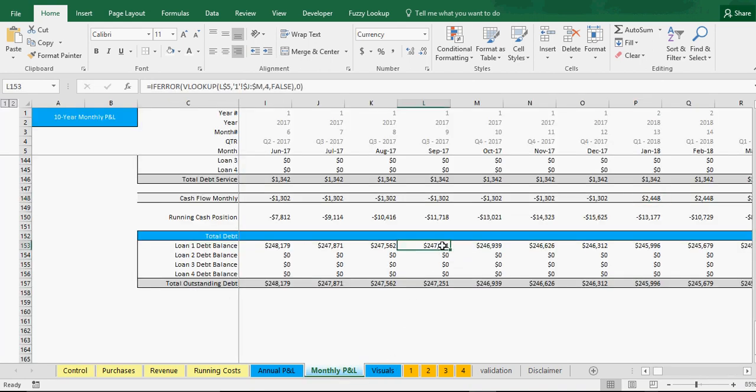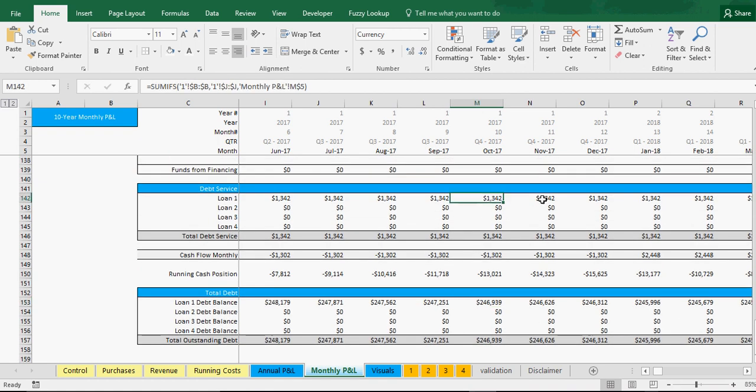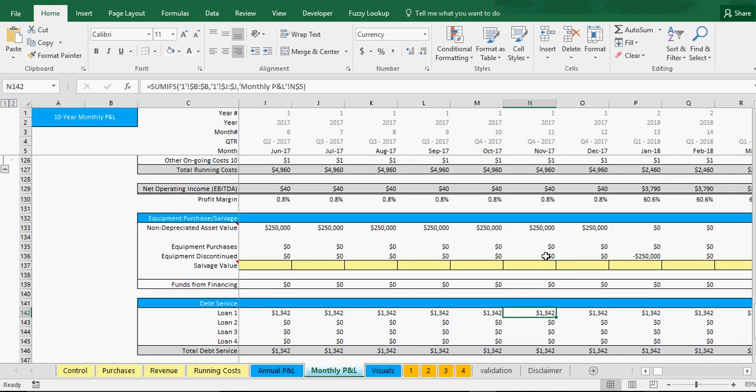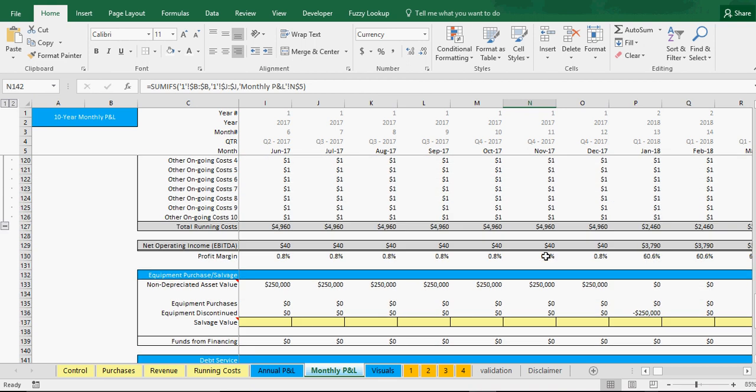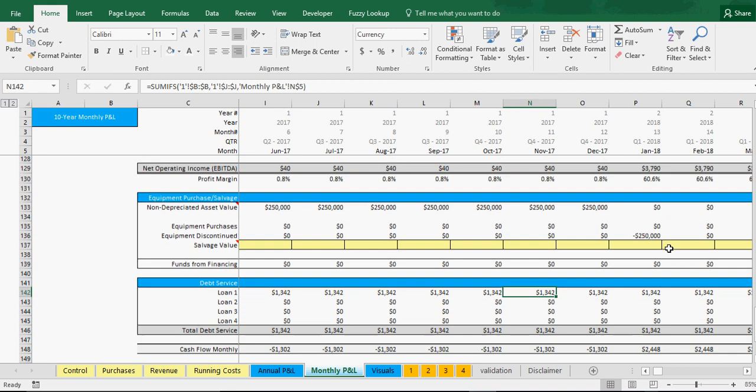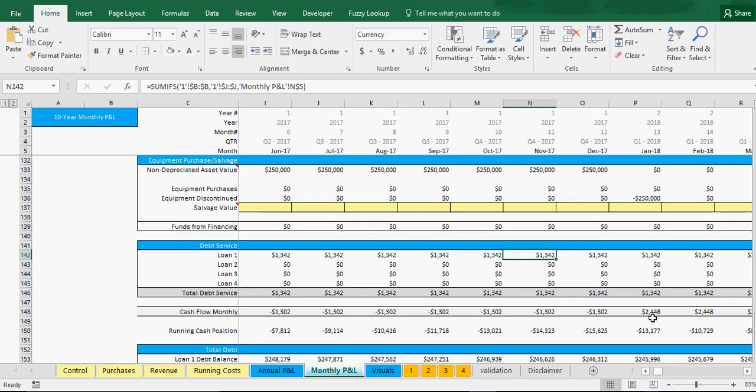You can see there we now have a debt balance. We now have debt service here at $1,300 a month. And that's negatively affecting our cash flow until we hit positive up there.